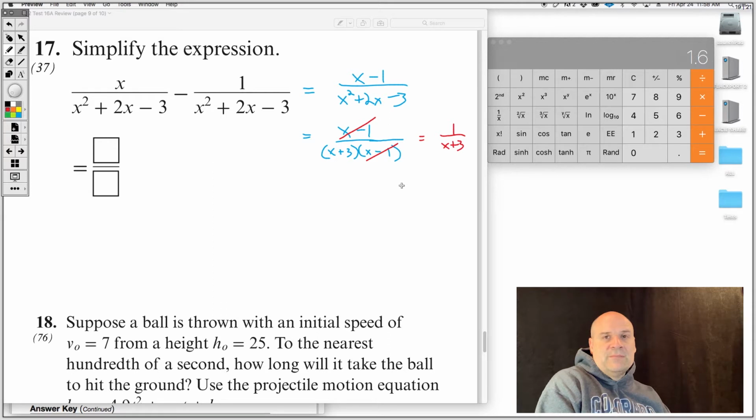And don't forget, I don't think they ask you to do this, but x cannot be two things: it cannot be -3 or +1, because you can't have a 0 in the denominator. So technically this is your answer.